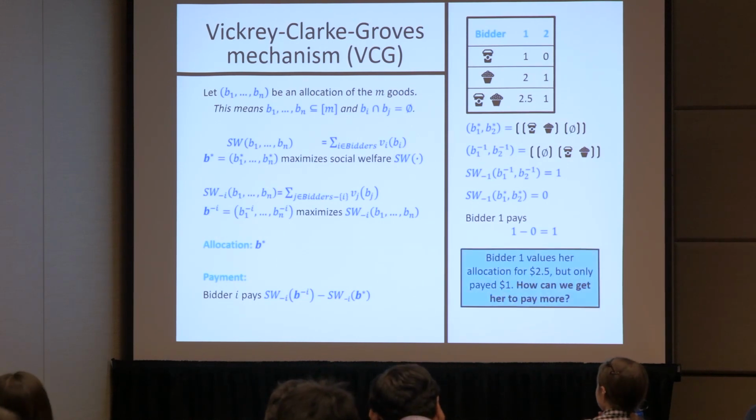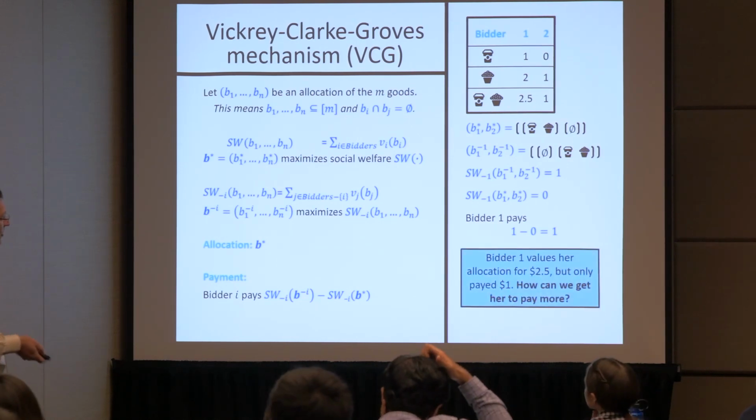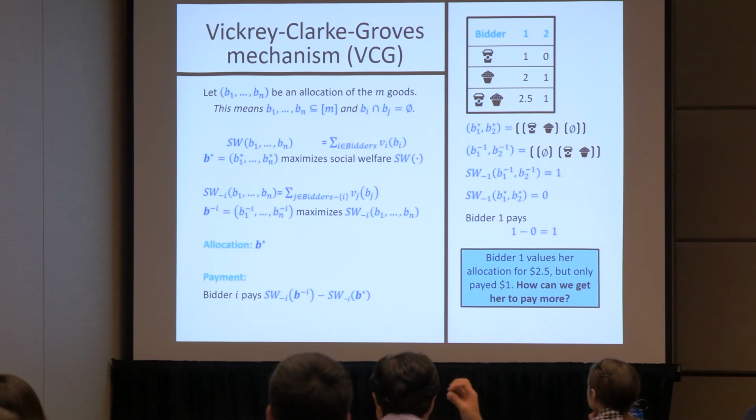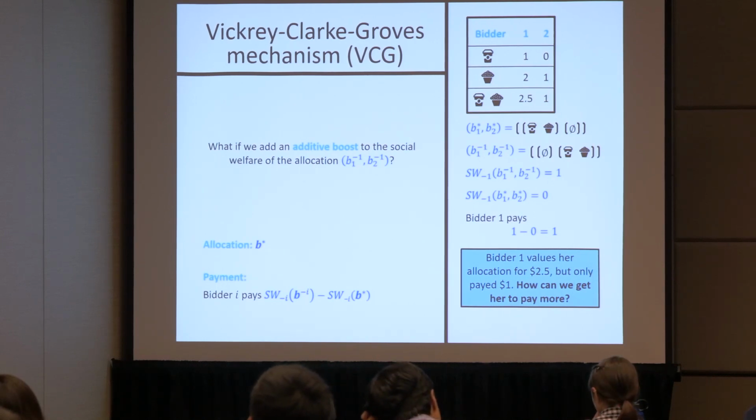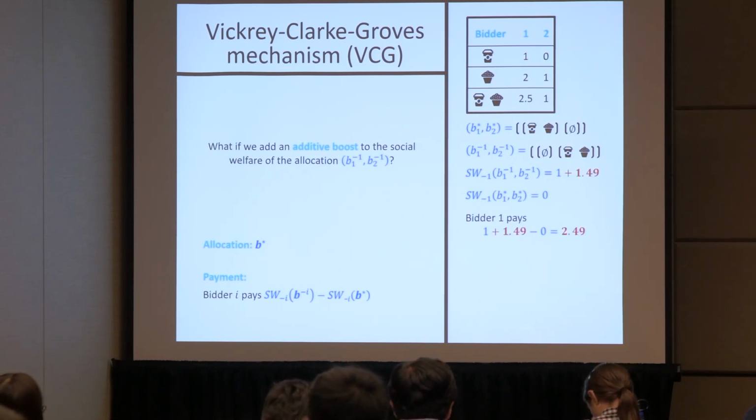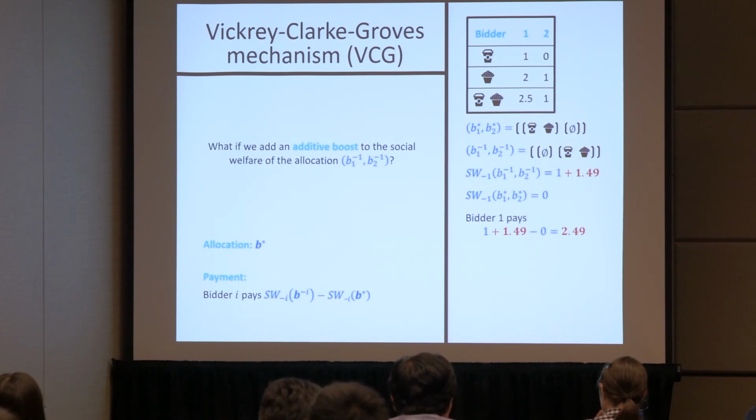Well, that's exactly the problem. How can we get the bidder to pay more? What if we added an additive boost to the social welfare of the allocation that would happen if bidder 1 didn't show up? So let's say that I'm adding 1.49 here. Then bidder 1 would pay 1 plus 1.49 minus 0, which is 2.49. Now I'm gouging almost all of the value. Okay? So that's what you want here.